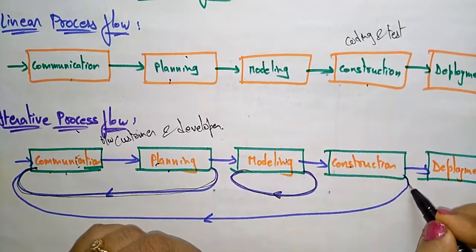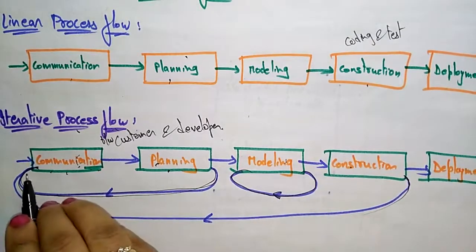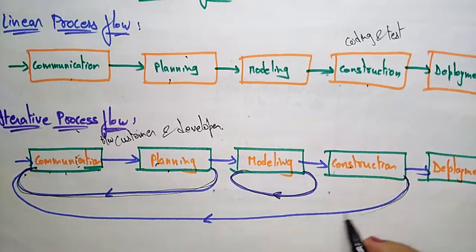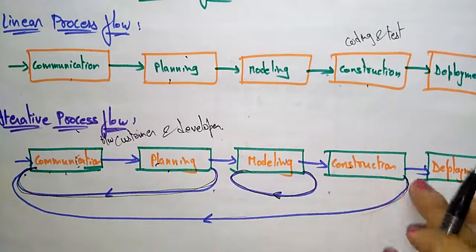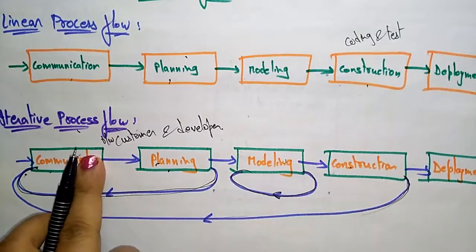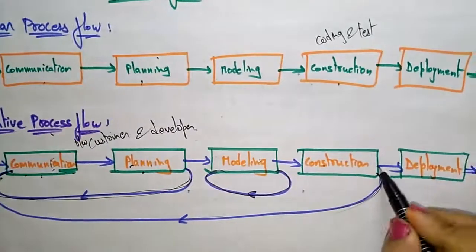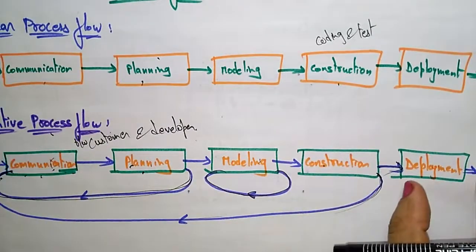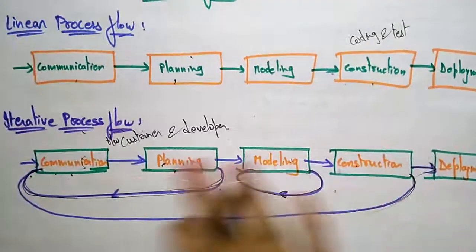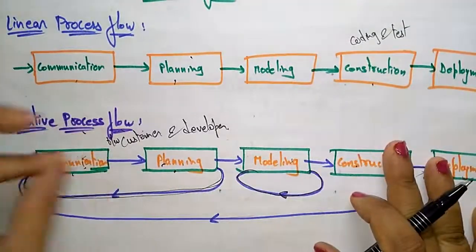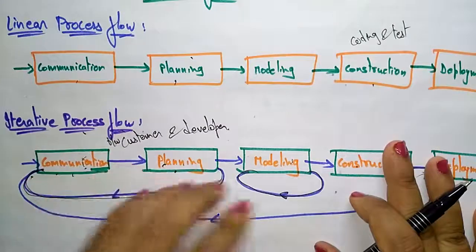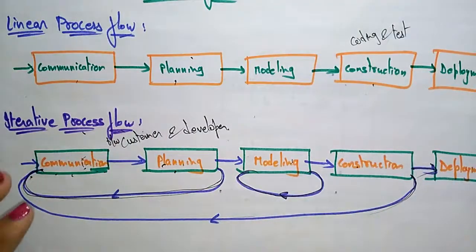After construction also, they communicate again with the customer. Before deploying the project, they ask if there are any changes, just like prototyping, or just like in the spiral model. After the construction also, they communicate with the customer in case there are still any enhancements. Finally, they deploy and deliver the project. So this is the iterative process flow. In each phase, iterations will be there. In one or two phases, iterations will be going on.